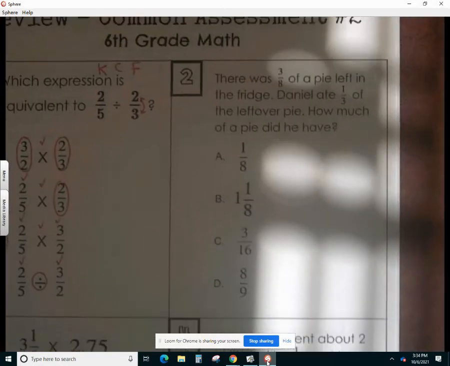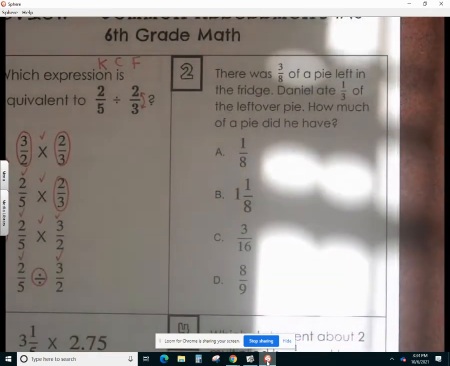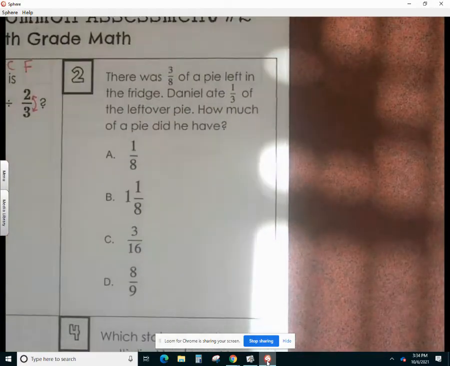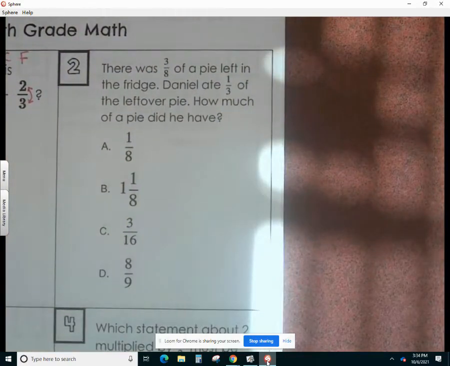Okay, number 2, 3/8 of a pie, and Daniel ate 1/3 of that. And I apologize again for my lighting. The window is not helping here.